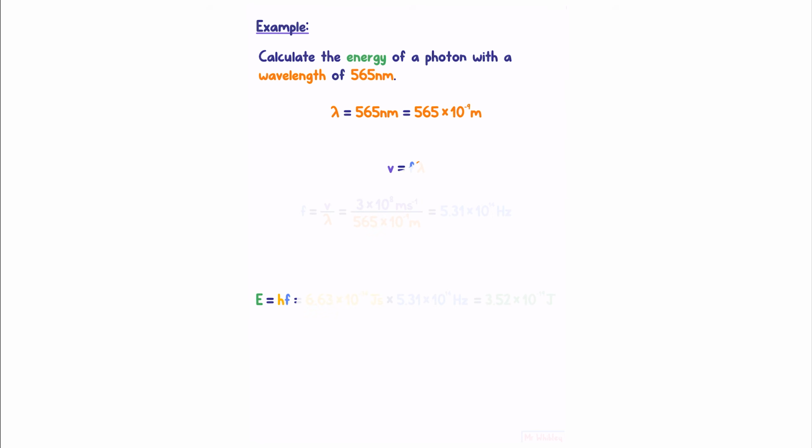So we can use v equals f lambda, solving that for frequency by dividing both sides by lambda, and putting our numbers in gives me 5.31 times 10 to the 14 hertz. And now putting that into our energy equation gives me 3.52 times 10 to the minus 19 joules.